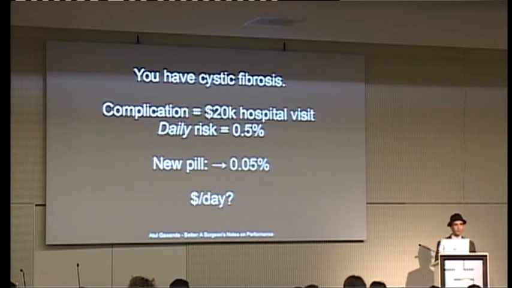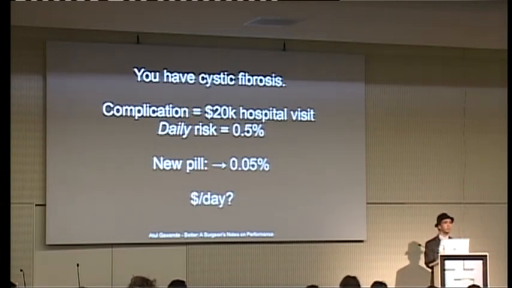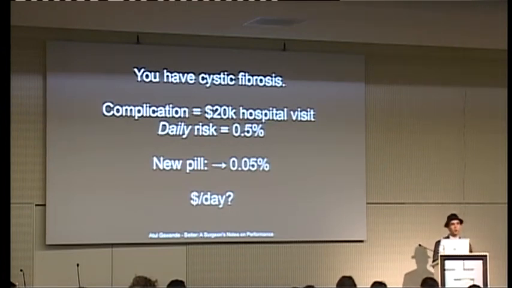Here's a different example. Suppose you have cystic fibrosis. Cystic fibrosis is a very serious disease. It clogs your lungs and it makes it so you don't breathe. It's not permanently treatable, but it is manageable with medication that will keep you out of the hospital and living for at least a decade or 2. It's very, very serious. Now, suppose that your chance of a complication is 0.5% per day. If you have one, you'll be in the hospital and it'll cost you 20 grand. You're offered a new pill, which will reduce that chance to 0.05% per day. How much would you pay for it?